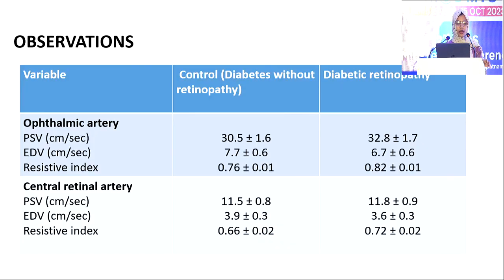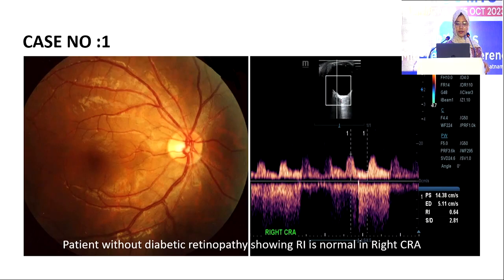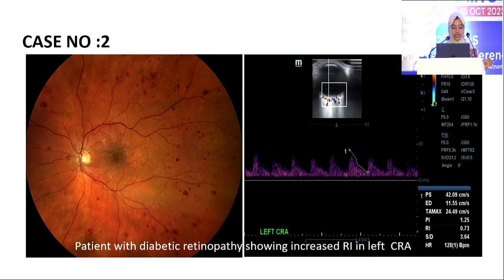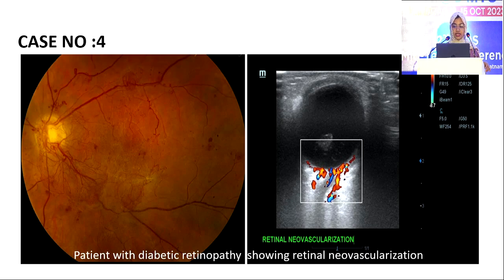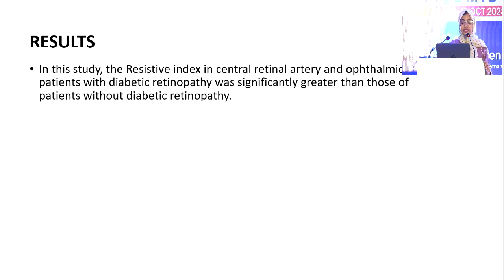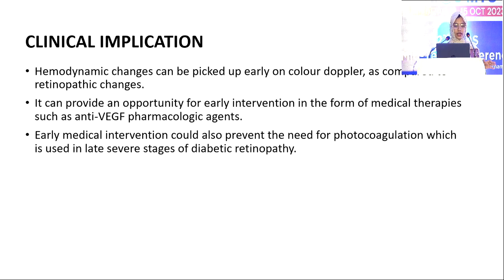Here, after my observation, the resistive index increases in cases of diabetic retinopathy compared to control. In the first case we can see the resistive index is normal, but it increases in a patient with diabetic retinopathy, and we can see it is very much increased in a patient with retinal neovascularization. Result: resistive index in the central retinal artery and ophthalmic artery of patients with diabetic retinopathy was significantly greater than without diabetic retinopathy.